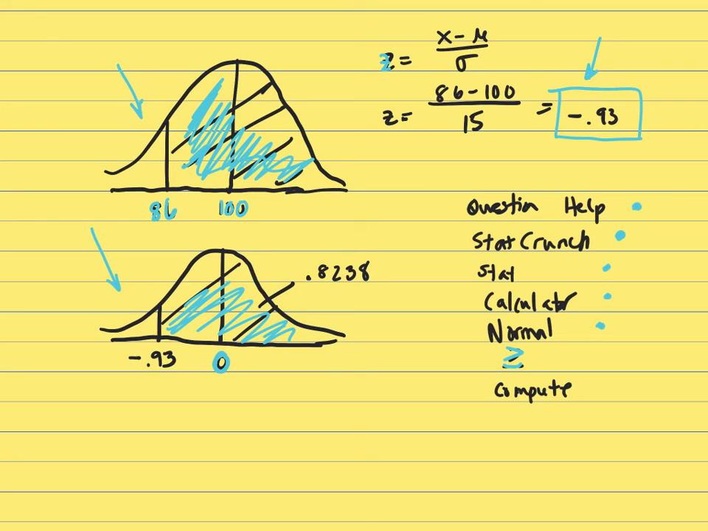And I entered in negative 0.93 as my z. And then I clicked on Compute. And I got this number here. And that's the correct answer.